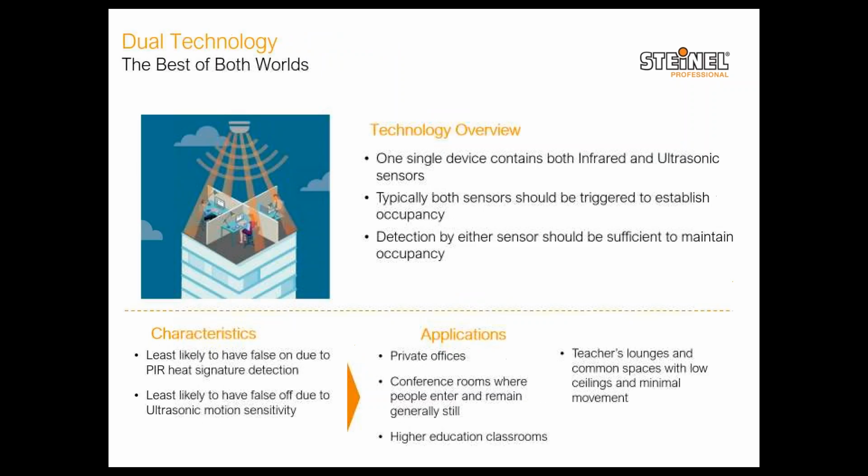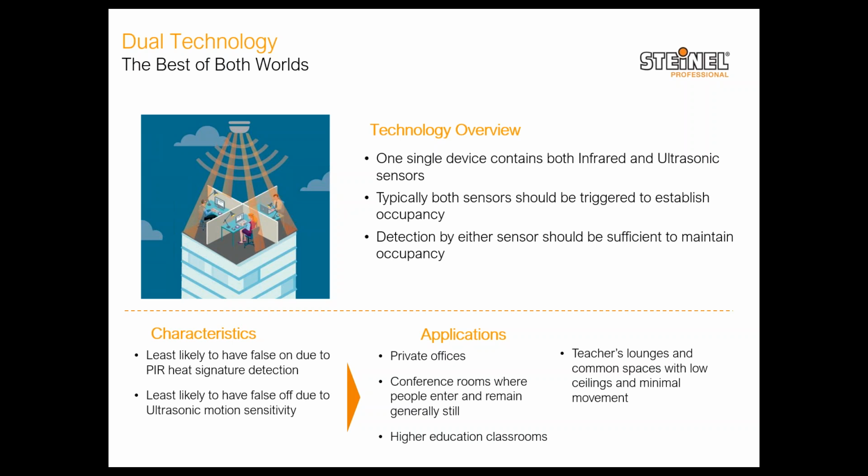The next technology is not really a technology by itself. It's a combination of a dual tech. It's a combination of PIR and ultrasonic sensor in one. What happens here is you have both technologies. Most of the sensors with both technologies use both methods of detection to turn the lights on or trigger an action, and then to detect and maintain occupancy will use either of them.